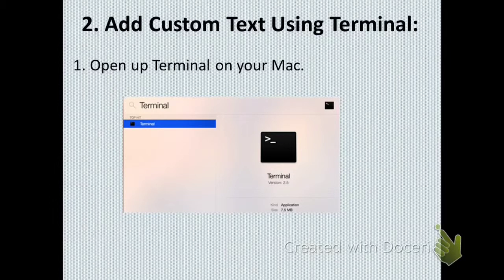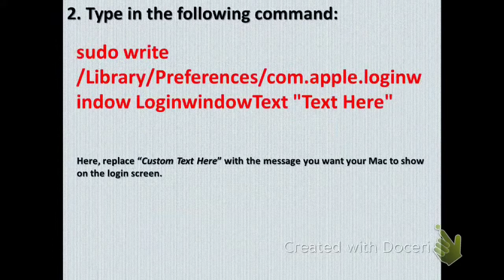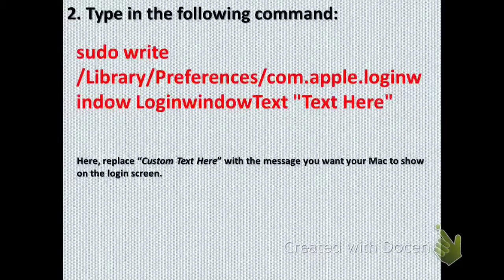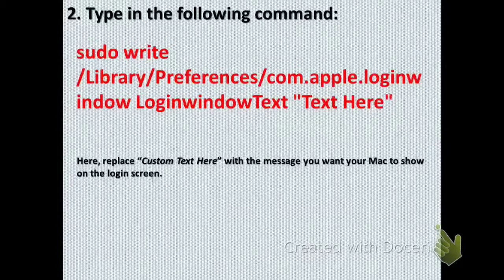So now what you have to do is open up terminal on your Mac, then write this command: sudo defaults write /Library/Preferences/com.apple.loginwindow LoginwindowText "your custom text here", where the text in quotes is the text that you want to put your custom text in. And so simply write whatever you want to display on your login screen and press enter, and your message will be displayed on the screen.